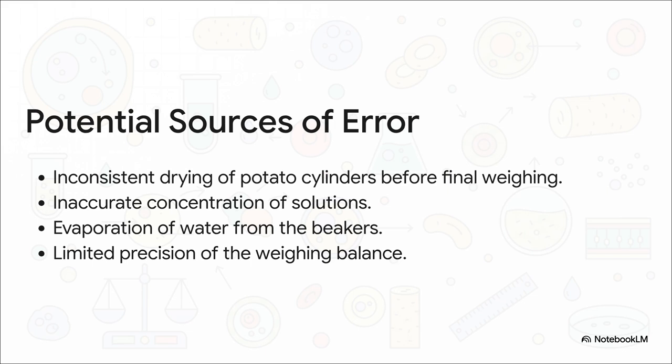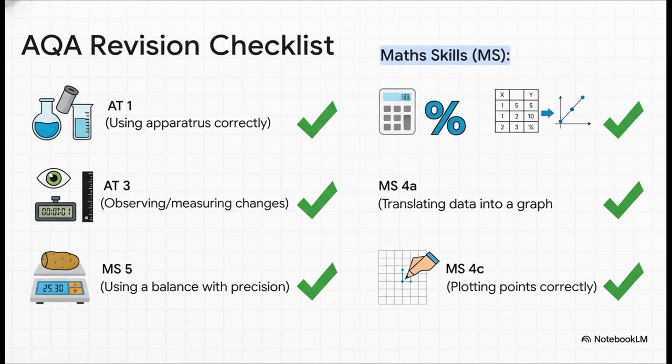For instance, was each potato cylinder blotted dry in the exact same way? What if a little bit of water evaporated from the beakers, making the solutions more concentrated? Being able to spot these potential errors, and even better, suggest ways to improve the experiment, shows a really deep level of understanding.